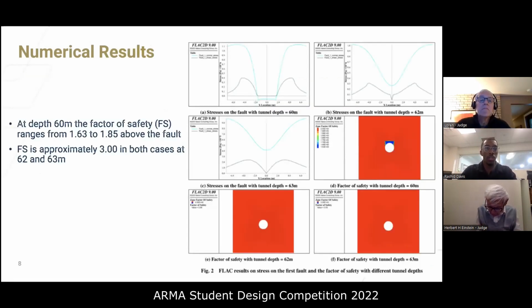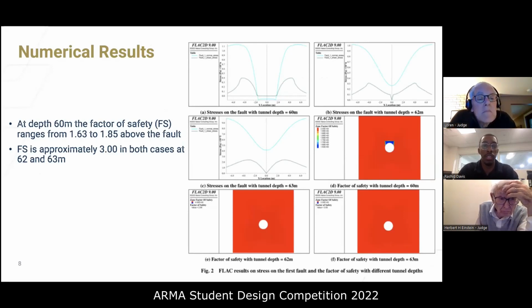For our numerical results, with the tunnel at 60 meters depth, there are tensile stresses located around the fault, and they decrease the factor of safety significantly. With a tunnel depth of 62 meters or larger, the tensile stresses diminish drastically, and the factor of safety results are greater than 2, approximately 3 in both cases at 62 and 63 meters.